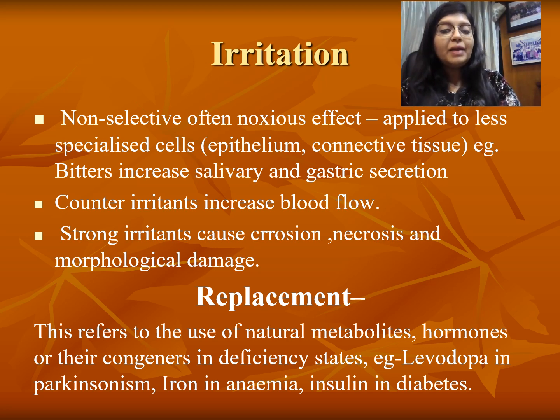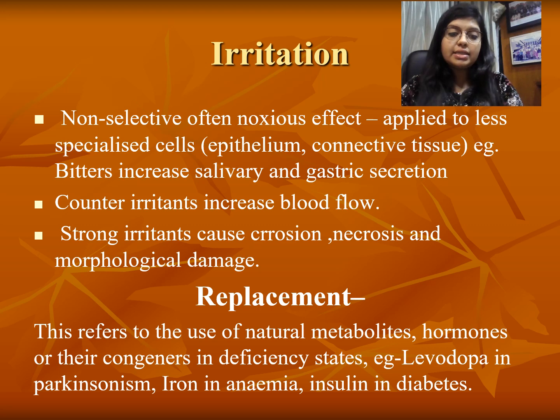Next point, the replacement. It refers to the natural metabolites and different types of congeners that are used in deficiency states, mainly iron in anemia, insulin in diabetes, and many others.